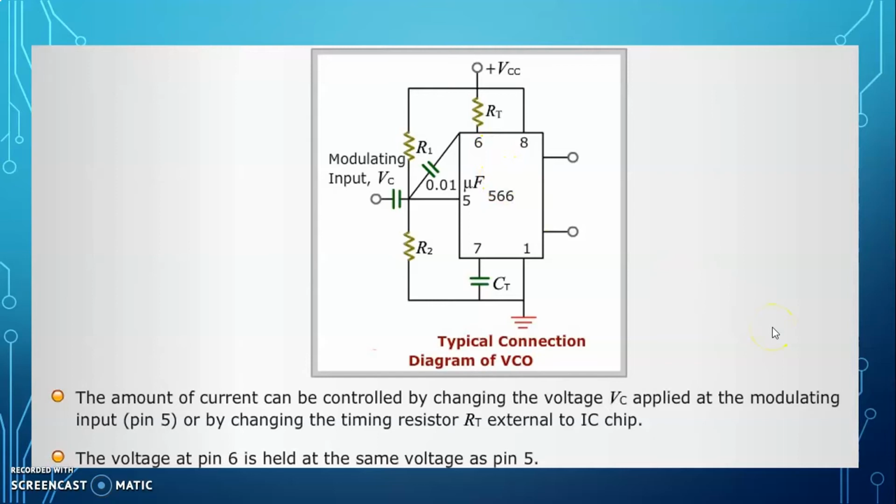Here, pin numbers 5 and 6 are connected together through a capacitor whose value is 0.01 microfarad. The voltage at pin 6 is held at the same voltage as pin number 5, because pin numbers 5 and 6 are connected together through the minimum value capacitor of 0.01 microfarad. Hence, the voltage at pin numbers 5 and 6 is the same.